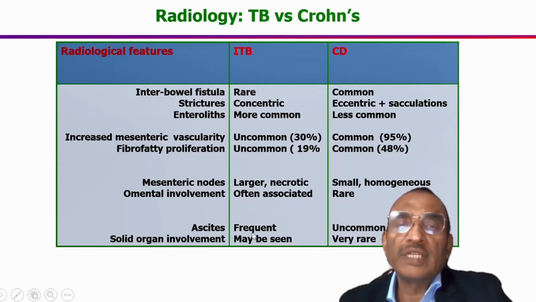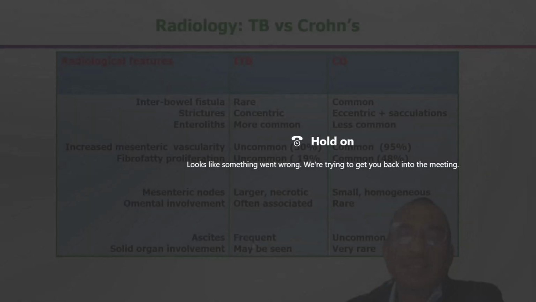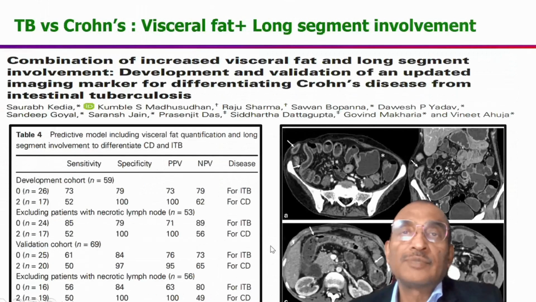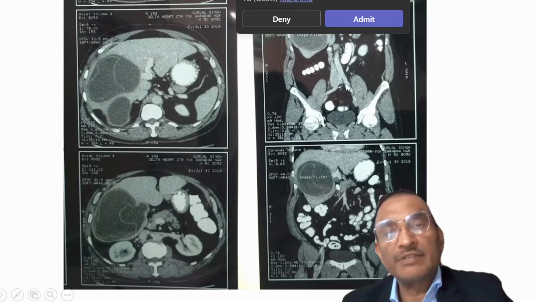Ascites is only seen in a few. Fat changes and visceral fat, those should be looked for when we are seeing. So now we come back to again liver.